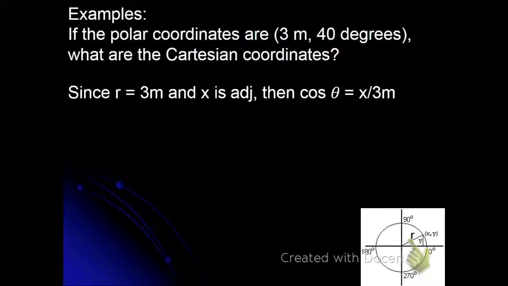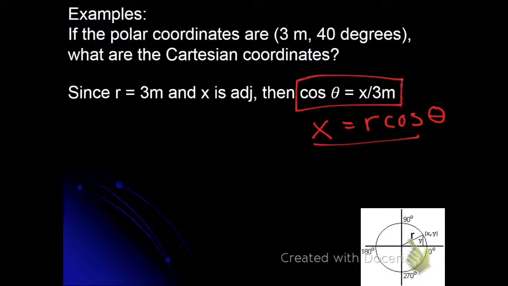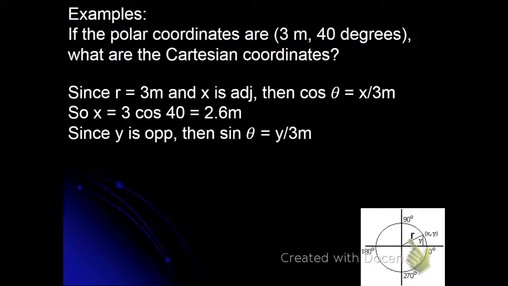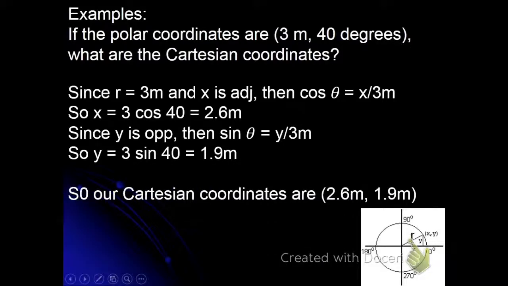And this is actually where I got that equation earlier in the slideshow, that x is equal to r cosine of theta. That's where that came from. I'm just rearranging this definition here. And so we solve for x, and it's going to be 3 cosine of 40, and we get 2.6 meters. We can do the same thing for y, but since it's opposite, we use sine instead of cosine, and we solve to get its length as well. And that leaves us with Cartesian coordinates of 2.6 meters and 1.9 meters.